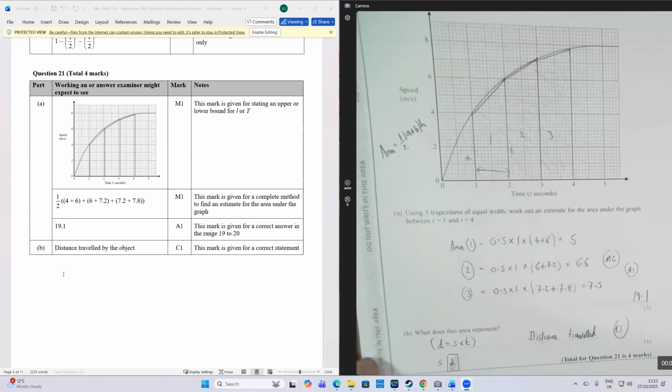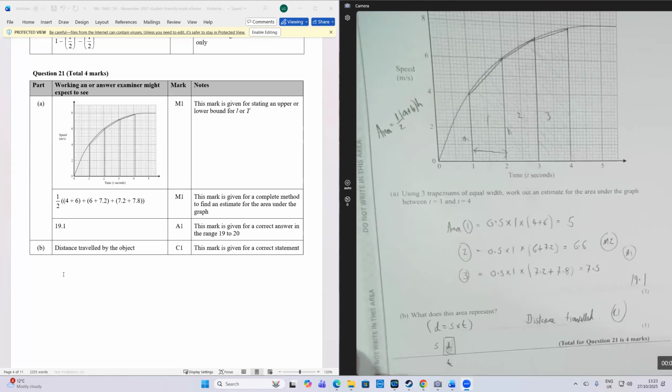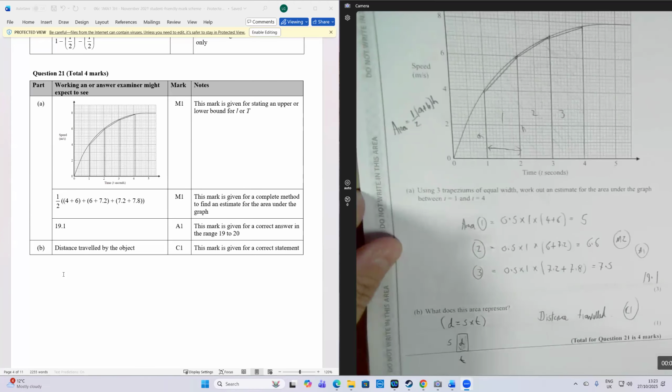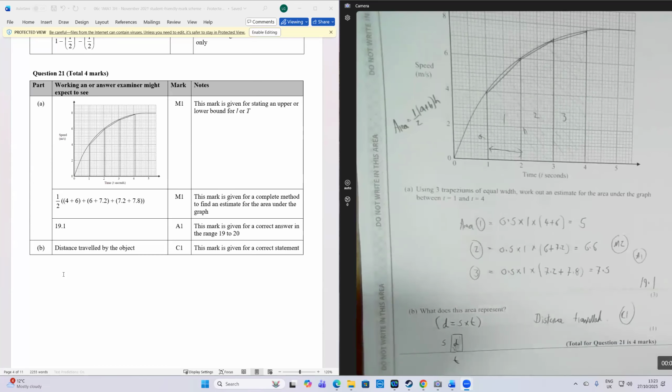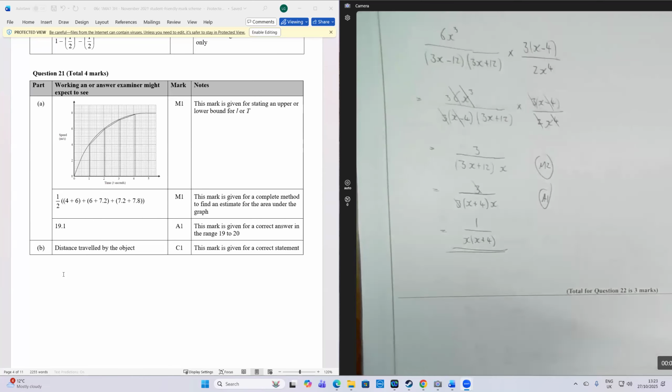You work all of that out, add them up, and that turns out to be a total area under the graph of 19.1. Now, they ask you for the last mark to interpret what this means. Because we've got a speed-time graph, and distance is the area underneath a speed-time graph, because distance is speed times time, the significance of this is the distance traveled by the object.